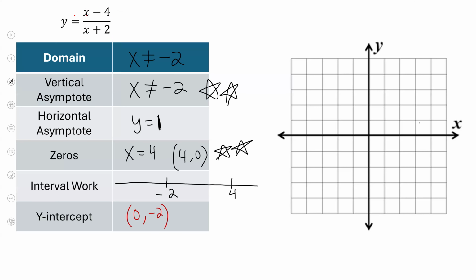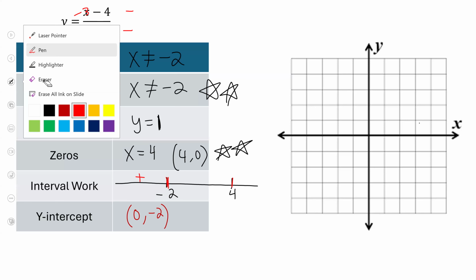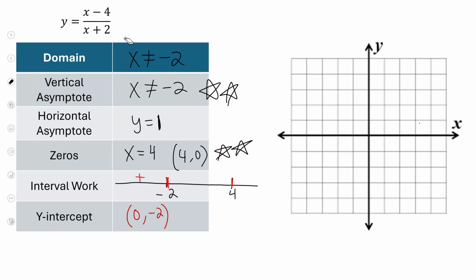That's good. Let's do -3. If I plug in -3, I'll get a negative on the top and a negative on the bottom, so this is positive. If I plug in a number between -2 and 4, such as 0, let's see what happens. What do I get if I plug in a 0? I get a negative. Now let's test a number greater than 4, such as 5. If I plug in 5, I get a positive in the numerator and a positive in the denominator. That means this interval would be positive.